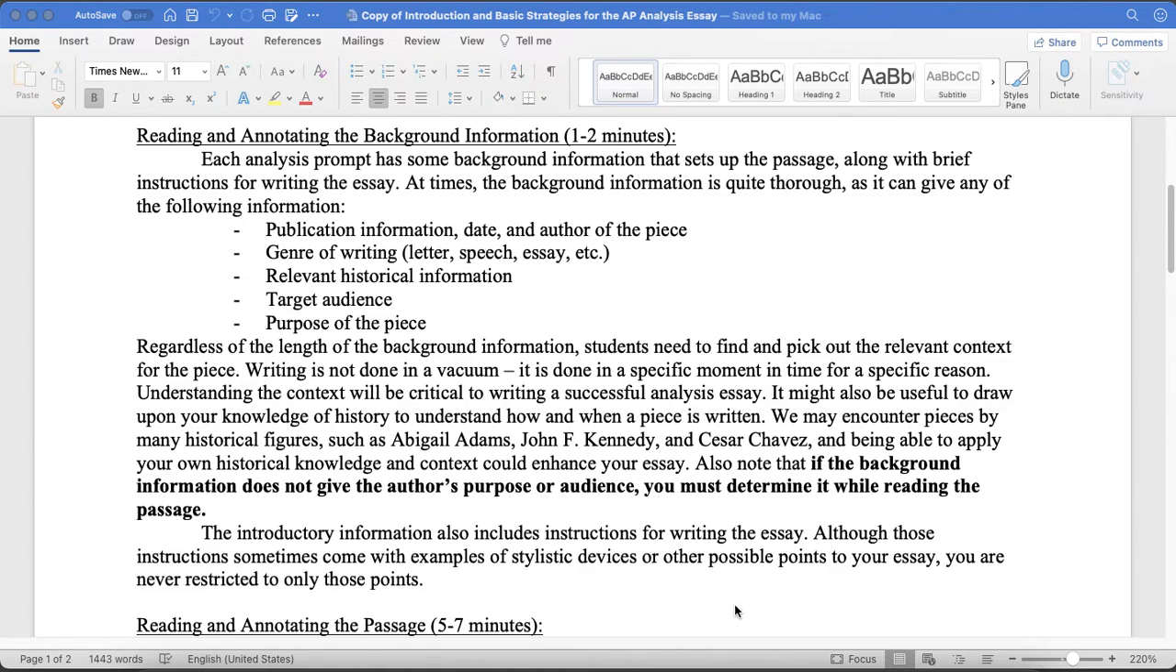As you read this background information, you ought to be highlighting the critical items to make sure to sort out in your mind who the audience is, what type of writing, when it was written, anything else that might be useful during your analysis. All of that is going to be really important because if you're going to explain how the piece works, you're going to need all of that surrounding context.